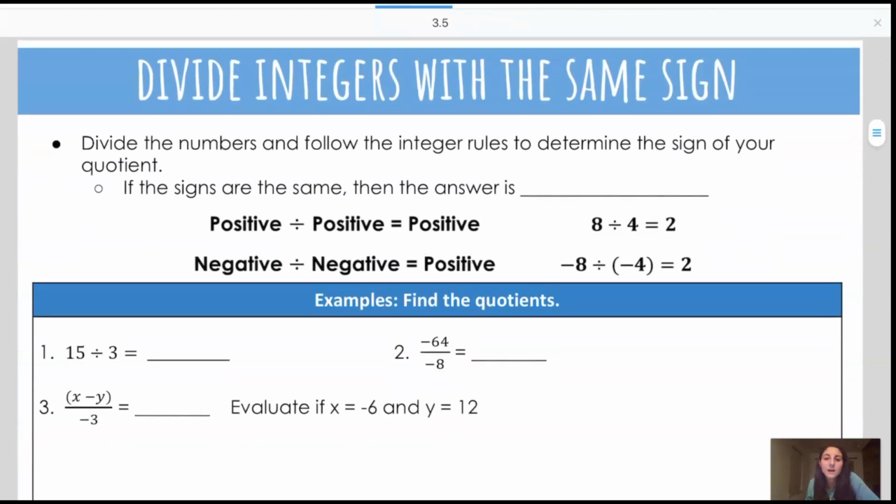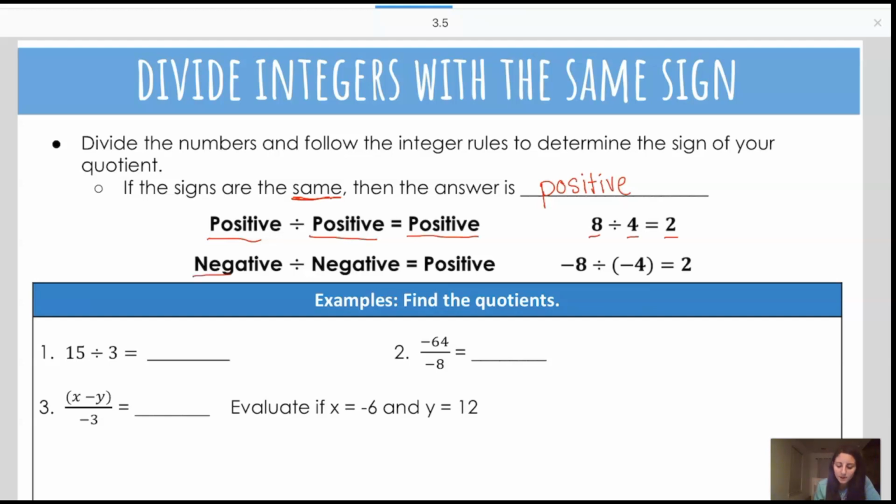So first we're going to look at how to divide integers with the same sign. This is actually the same as multiplying integers with the same sign. When the signs are the same, our answer is going to be positive, just like what happens when we multiply integers with the same sign. So when we have a positive divided by a positive, our answer is positive. And we can see in the example, positive 8 divided by positive 4 is positive 2.